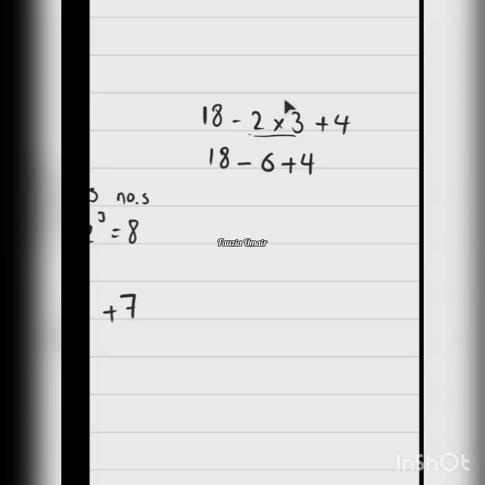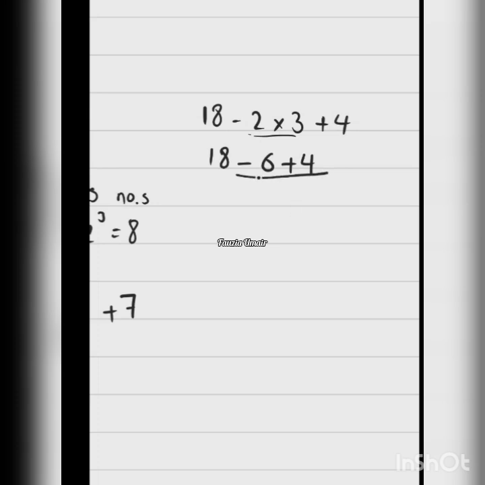Now this is a very huge mistake. That's why we say, if there is a plus and minus sign in the expression, just solve from left to right. Because if you do not do it, you will miss this sign.